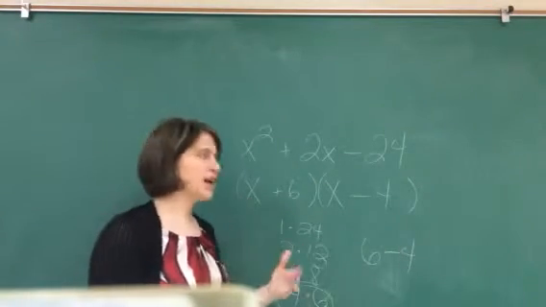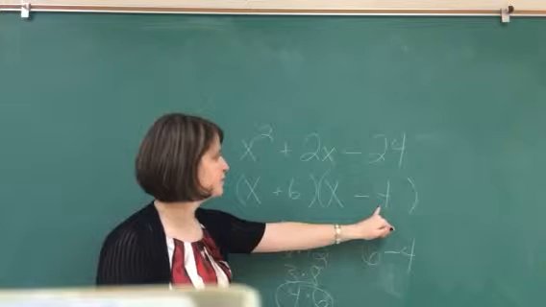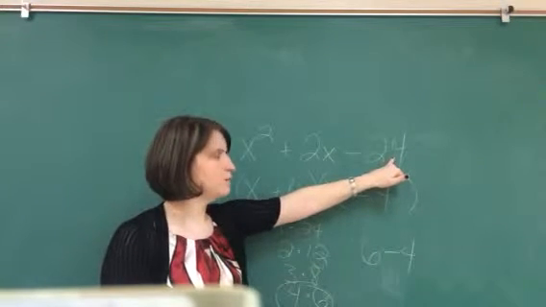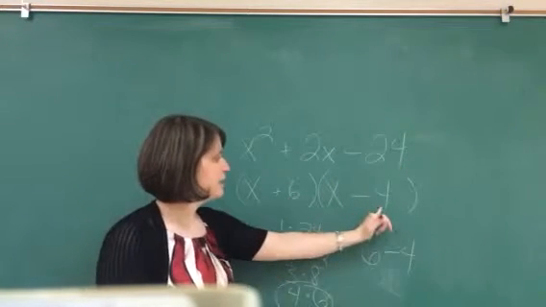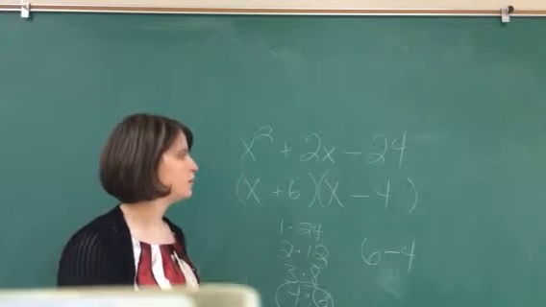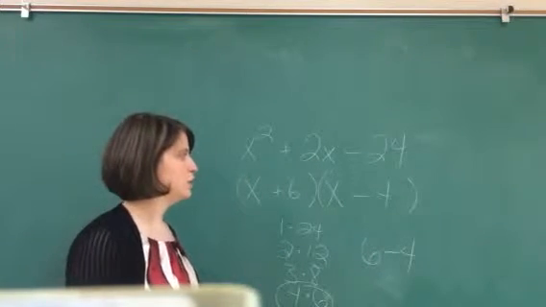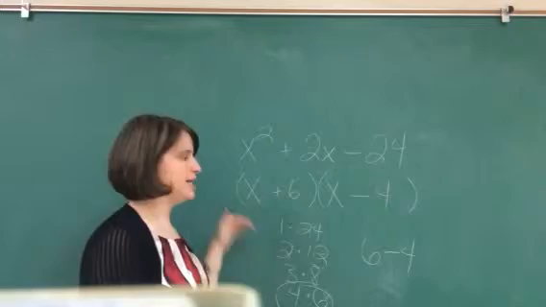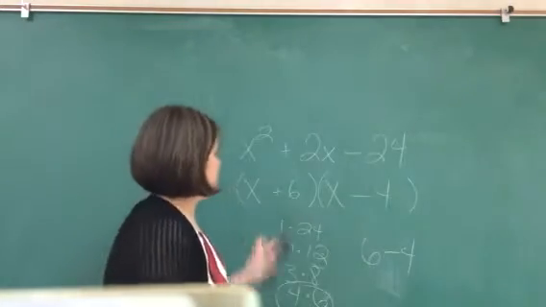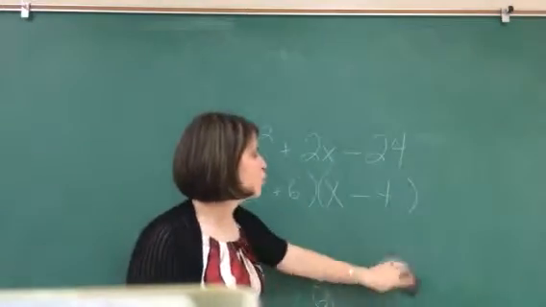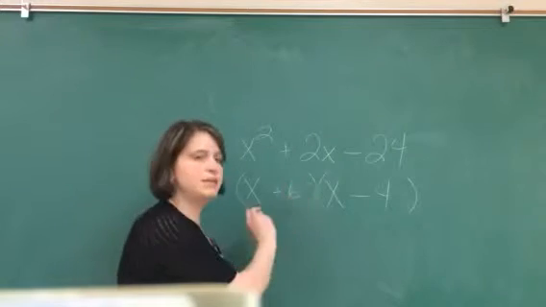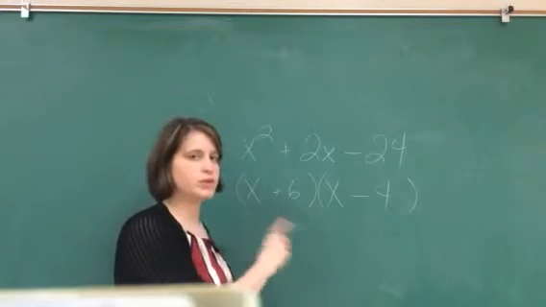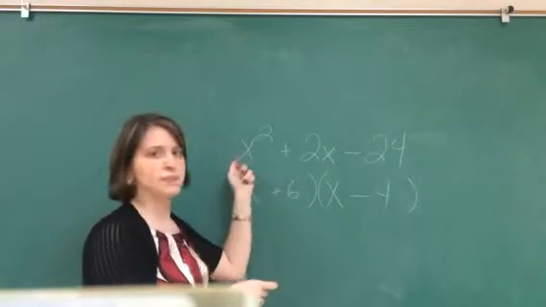All right, let's check. 6 times negative 4 gets me negative 24. Good. 6 and negative 4 gets me positive 2 when I add those together. So we can feel confident we have the right answer here. Okay? If you're not sure how to quick check, you can always just multiply them together, FOIL them back through, just like we were doing last class, and you should get this back.